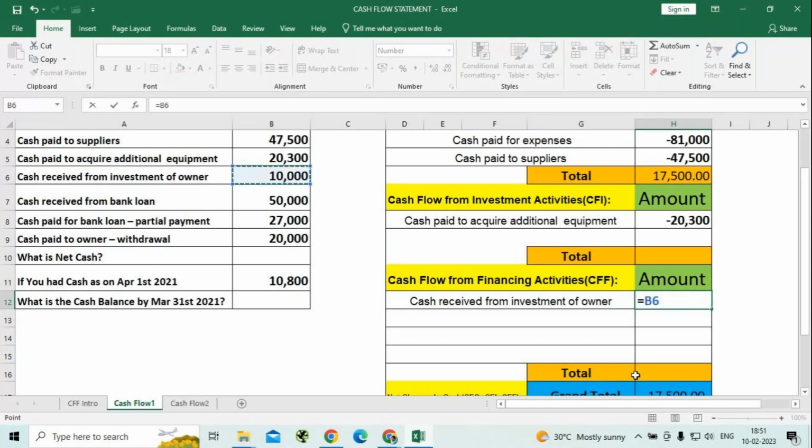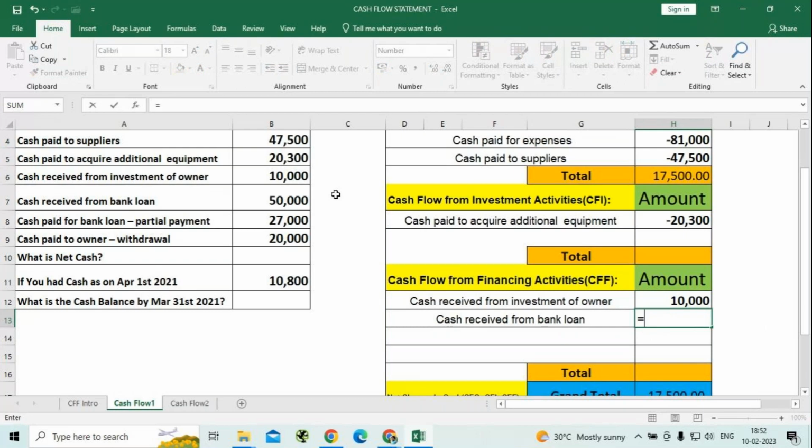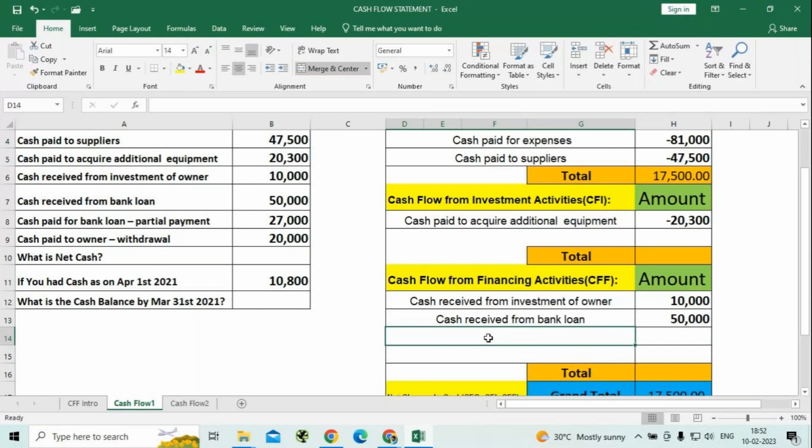Okay, so I have given this value. Since it is received by the business from the owner, the capital has come to the business, I'm going to show the value in positive figure. The next, cash received from bank loan. We are receiving the money from the bank as a loan, it's a debt. So it is also a financing activity, and the money is coming in, so I'm going to show it in positive figure.